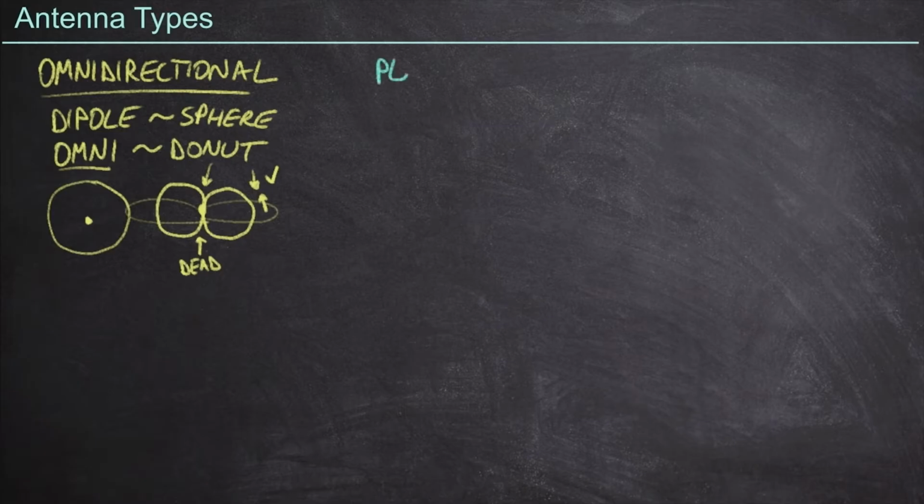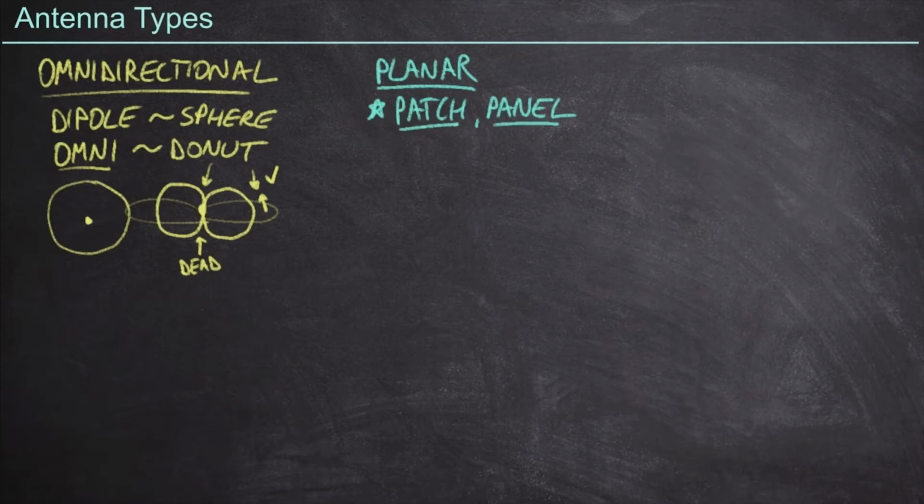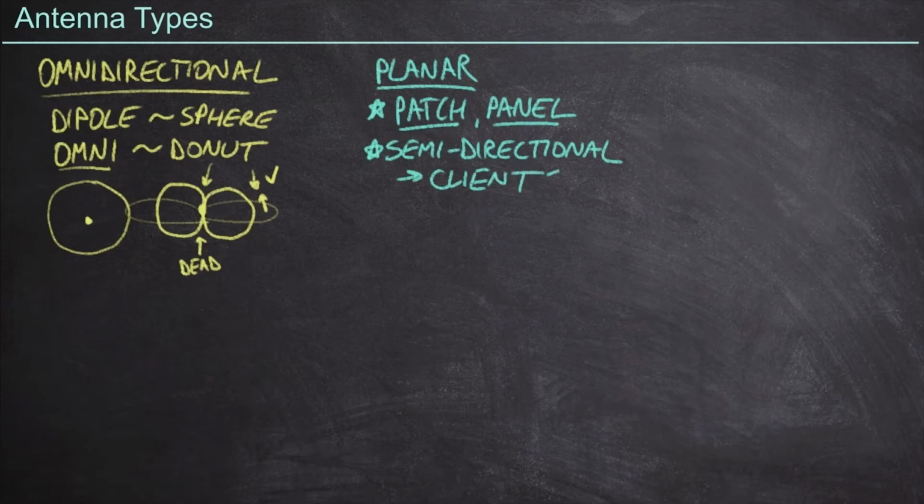Now next we have the category that we might call a planar type of antenna. These are semi-directional in nature and they consist of two primary types. We have the patch antenna, which is pretty common, and then we also have panel antennas, which in my experience are a little bit less common, and ultimately they're trying to accomplish the same thing, they're just built very differently internally. Again, these are semi-directional antennas, meaning that they are going to stretch out in front of them a little bit, but usually semi-directional antennas are still trying to connect to clients.